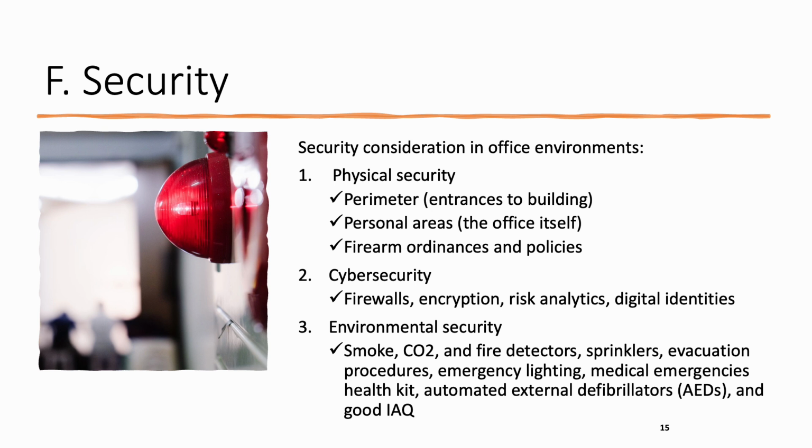This includes physical security, whereby perimeters to the office building and offices should be secured, and firearm ordinances and policies should be put in place. Cybersecurity should also be implemented to protect critical data and information from cybersecurity threats. This can be done using firewalls, encryption, risk analytics, and digital identities. Finally, environmental security should also be ensured via smoke, carbon dioxide and fire detectors, sprinklers, evacuation procedures, emergency lighting, medical emergencies health kit, automated external defibrillators, and good indoor air quality.